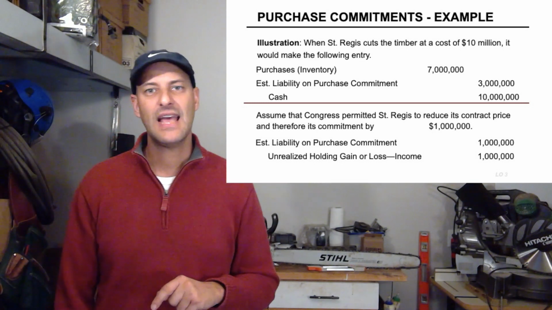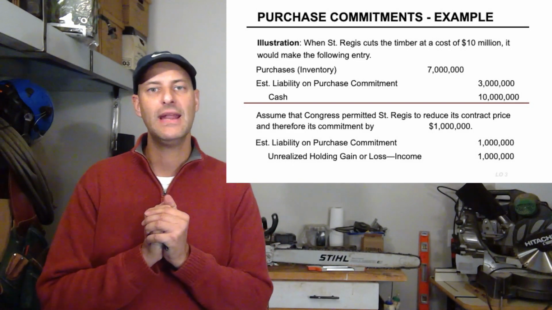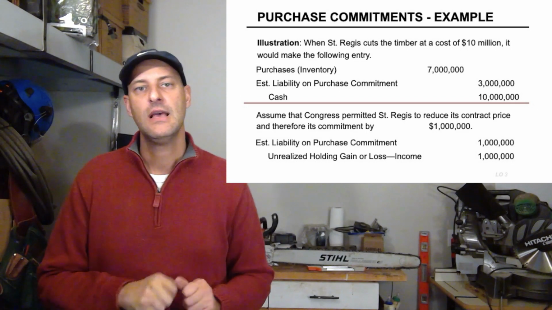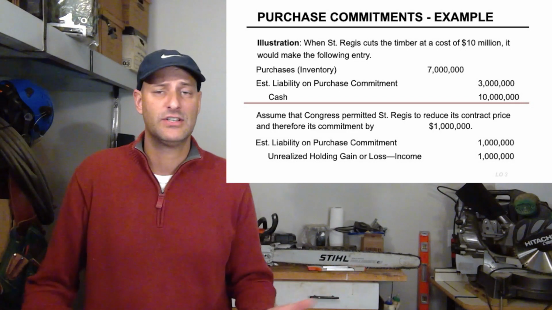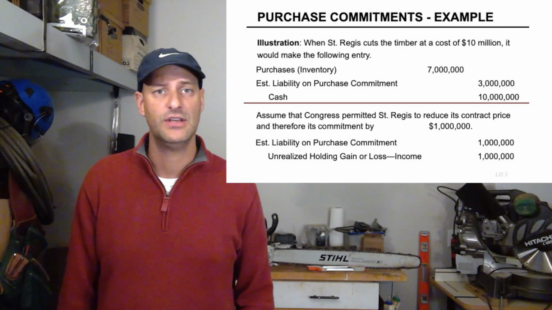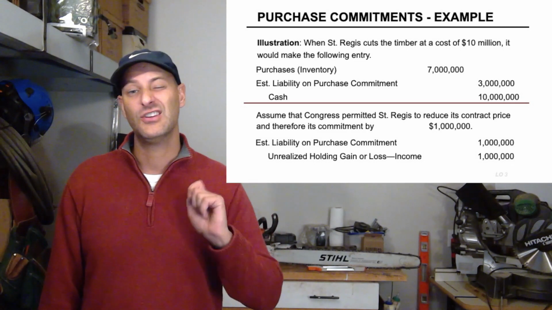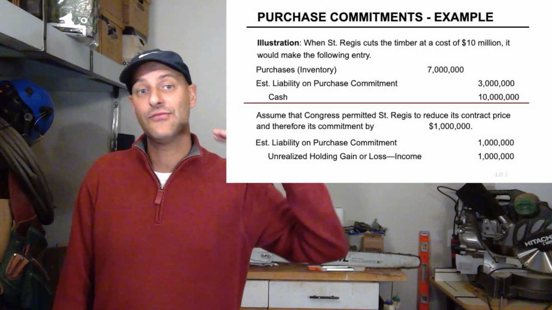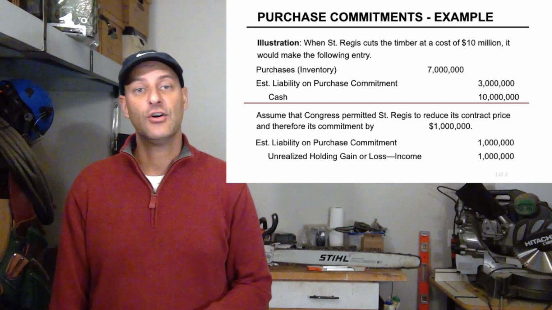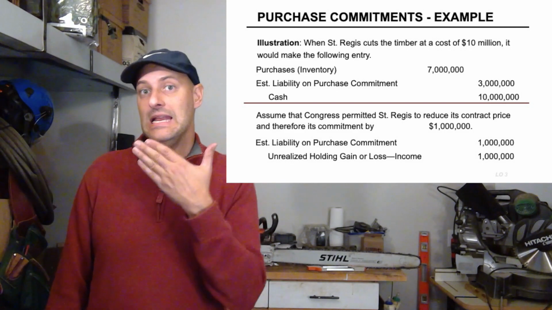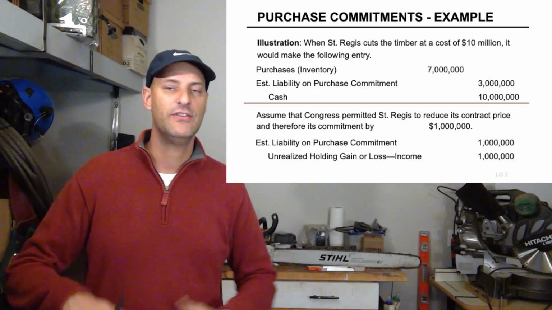Now, let's say they are permitted to reduce their contract price by $1 million. So they work out a deal with the seller. They're like, hey, we lost a bunch of value. Is there any way we could, whatever, we need to do this. So what they're going to end up doing, with that $1 million, they get to relieve the liability. So their liability would go down by $1 million, and they'll get to recognize a gain that will offset the loss that they recognized probably in a previous period.